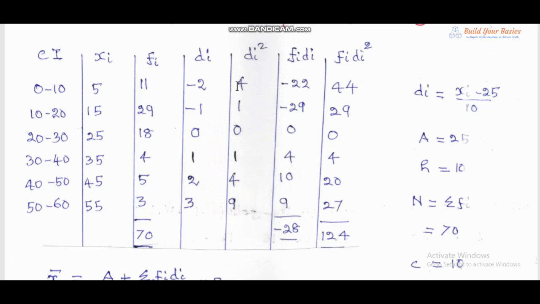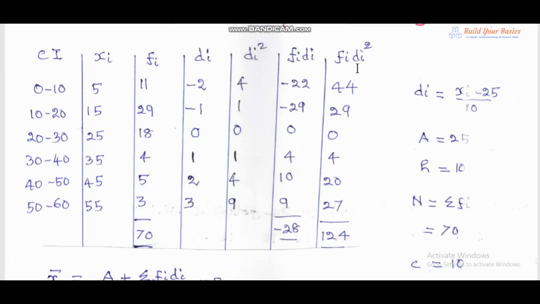Fi di column. Fi is there, di is there, fi di. 11 into minus 2 is minus 22. 29 into minus 1 is minus 29. 18 into 0 is 0. 4 into 1 is 4. 5 into 2 is 10. 3 into 3 is 9. Sigma fi di is minus 28.